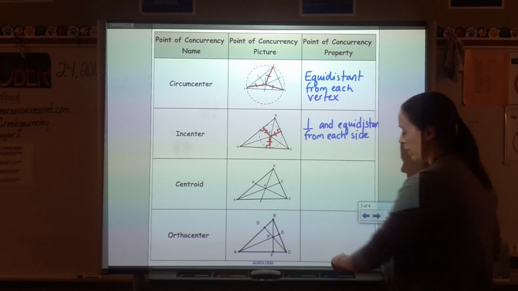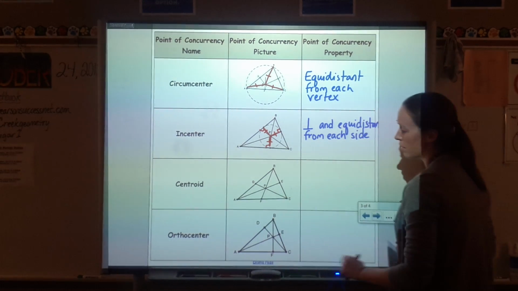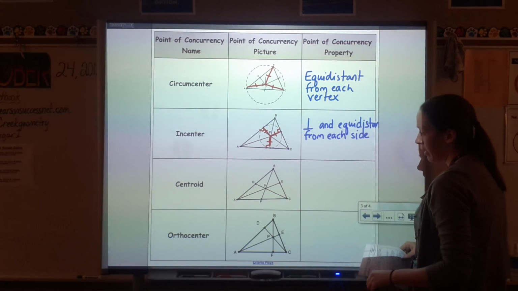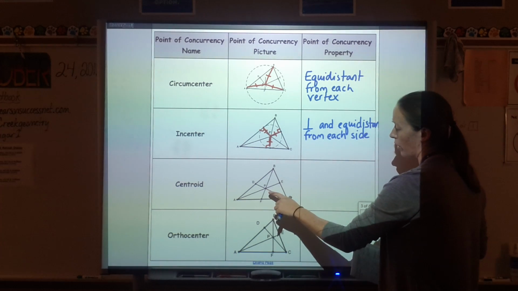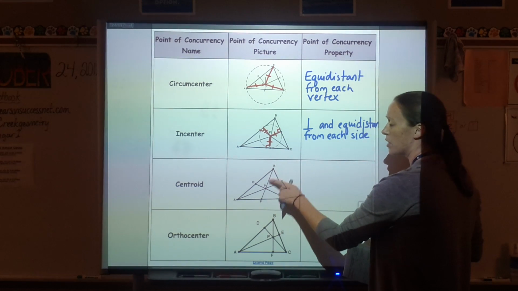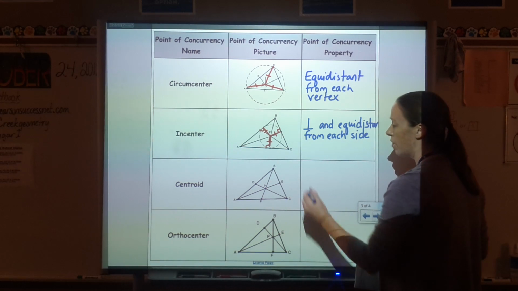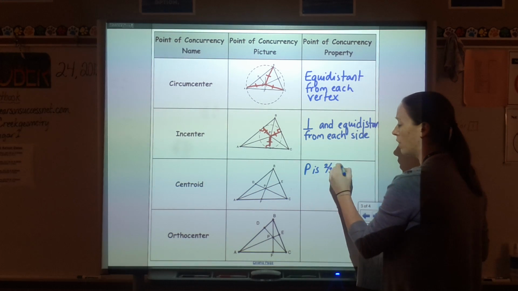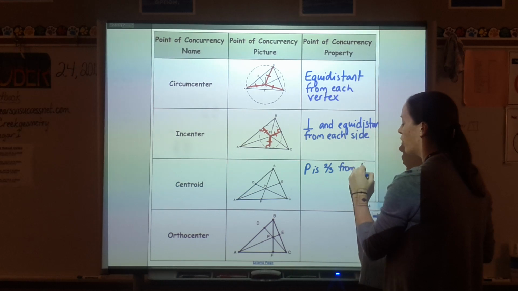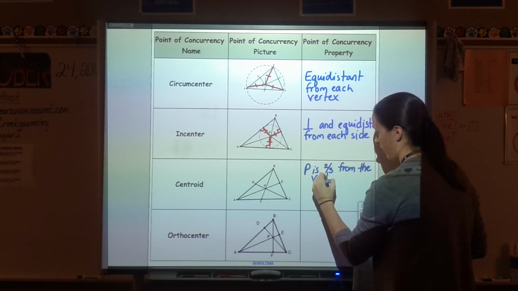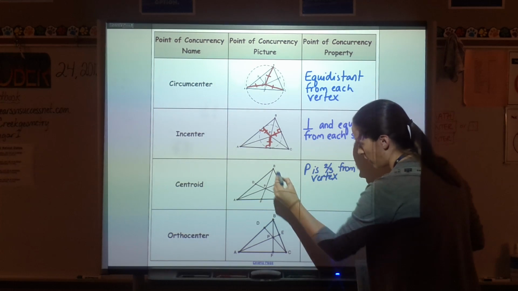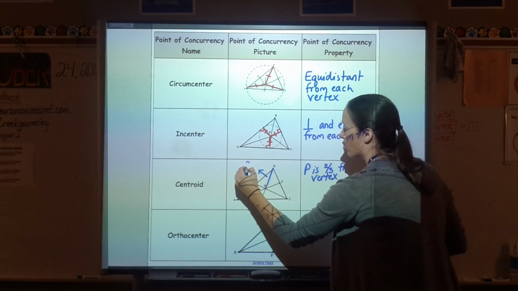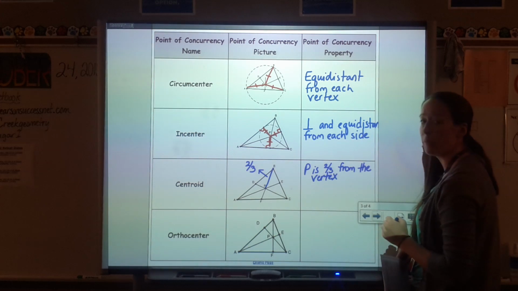Down to the bottom two, let's talk about centroid created by your medians. So F is a midpoint, E is a midpoint, and D is a midpoint. Medians create the centroid, and the centroid is located at a unique position along the median. Okay? P is 2/3 the length of the median from the vertex. So this part of the median is 2/3 the overall length of the median.